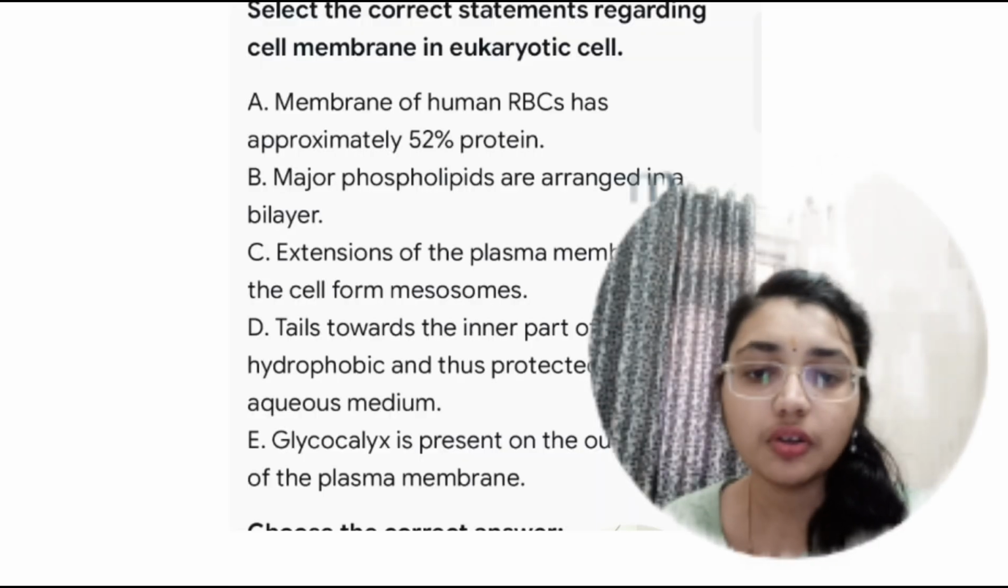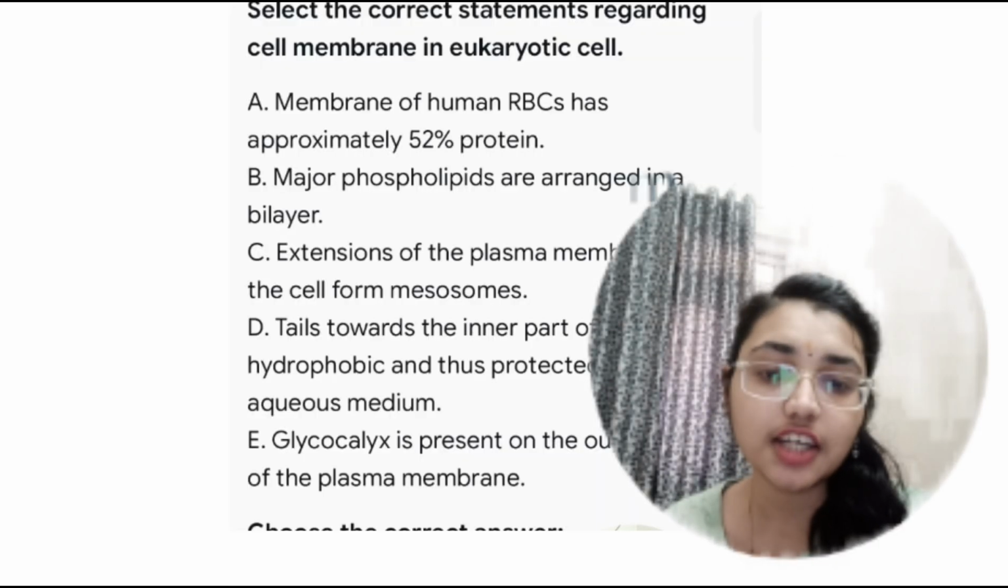Now here A, B and D are correct statements. C and E are incorrect statements. Mesosomes are found in prokaryotic cells, not eukaryotic cells. And the glycocalyx is present on the outer surface, not on the inner surface.